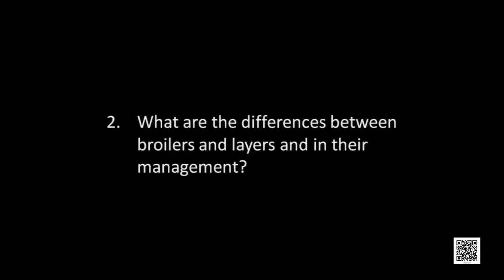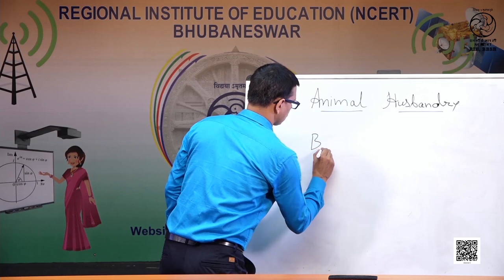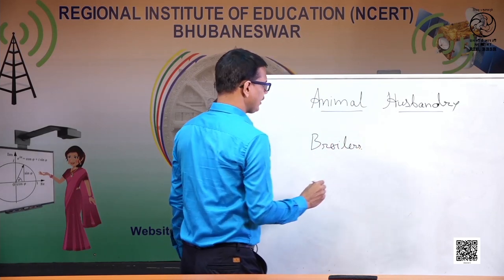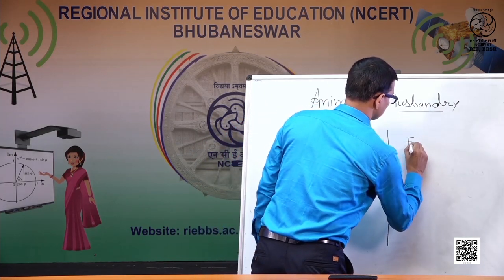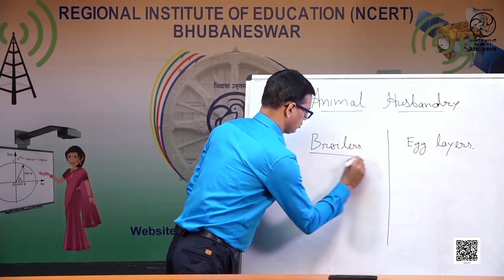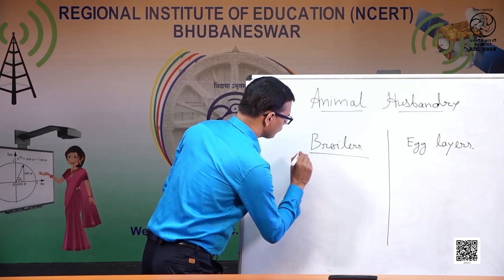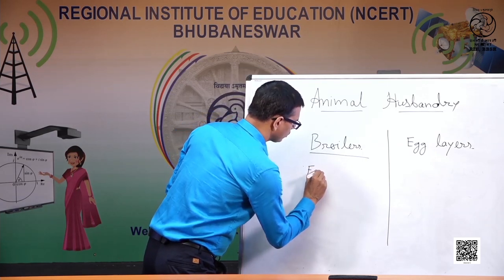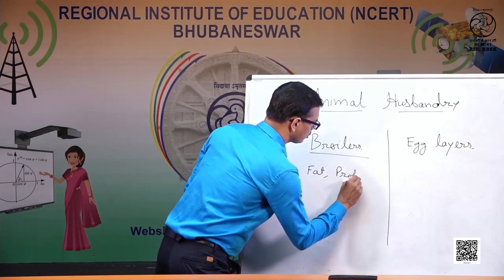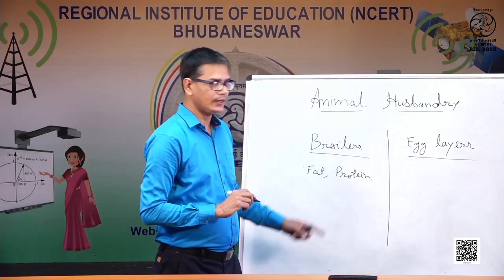Question number 2. What are the differences between broiler and egg layers and in their management? We had discussed it. Now, you can compare and answer it very easily. In the case of broilers, what is required? And in the case of egg layers, what is required? As I said, we require meat, then foods would be rich in fat and protein, whereas in the case of egg layers, it requires grains.